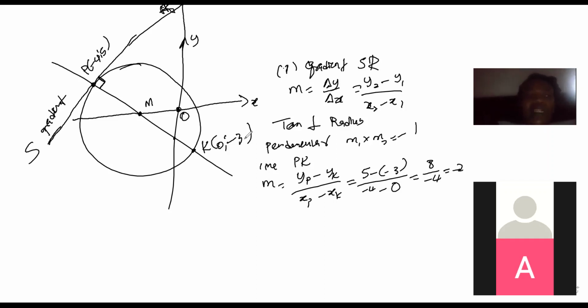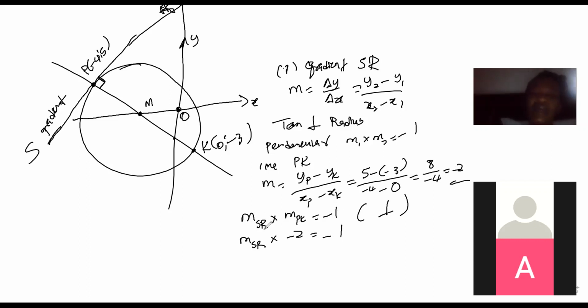That's the gradient of PK. Now we want the gradient of SR. So we're going to have M of SR times M of PK is supposed to give us -1 because these lines are perpendicular. So M of SR, we don't know. M of PK, we just found it is -2. When we multiply them, they're giving us -1. Therefore, M of SR is going to be -1 over -2, which is 1 over 2. So that is the gradient for line SR.